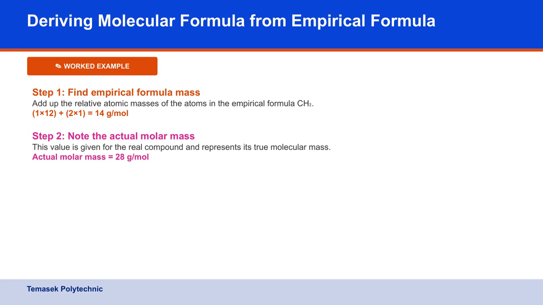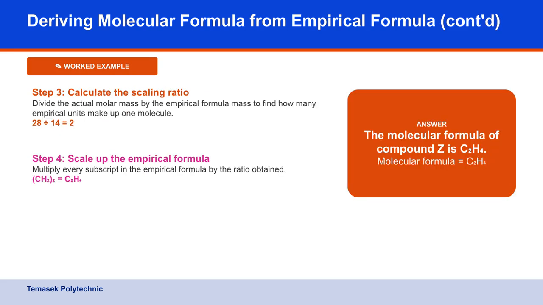So, picking up from where we left off, we have our empirical formula, which is CH2, and our actual molar mass of 28 grams per mole. In step 3, we calculate the scaling ratio by dividing the actual molar mass by the empirical formula mass. That gives us 28 divided by 14, which equals 2. This tells us 2 empirical units make up 1 complete molecule.